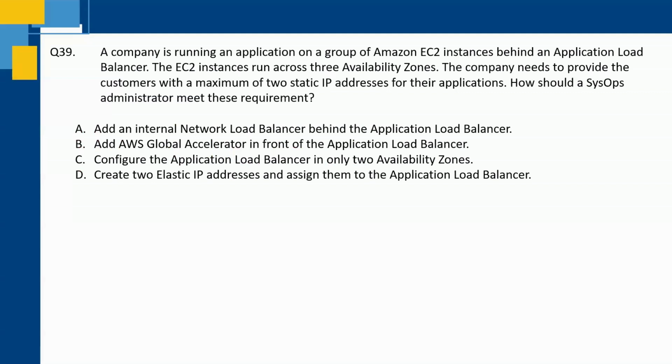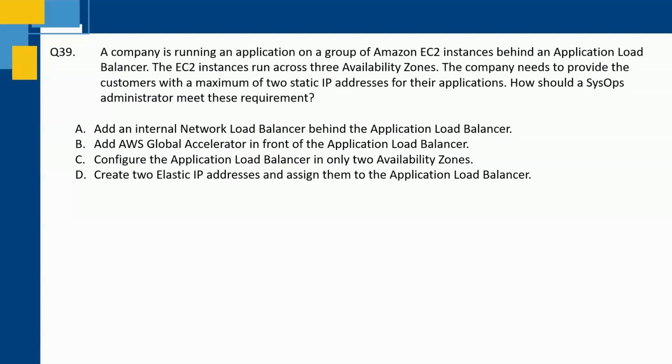Options are: add an internal network load balancer behind the application load balancer, add AWS Global Accelerator in front of the application load balancers, configure the application load balancer in only 2 availability zones, create 2 elastic IP addresses and assign them to the application load balancer.